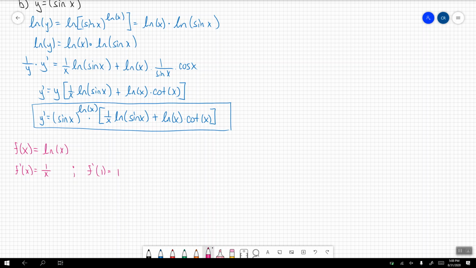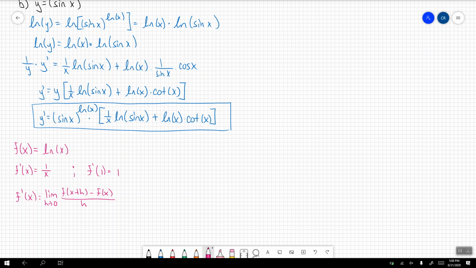Next, I now want to use the limit definition. So using the limit definition here, I'm going to be looking at the limit as h is approaching 0 for f of x plus h minus f of x, all divided by h. And so we're going to go through the whole process, and we're going to start figuring out what these values are.